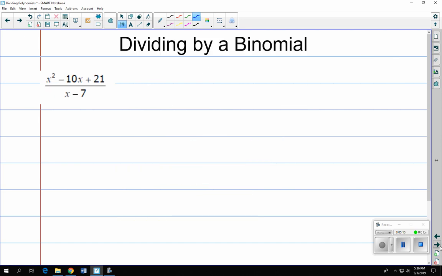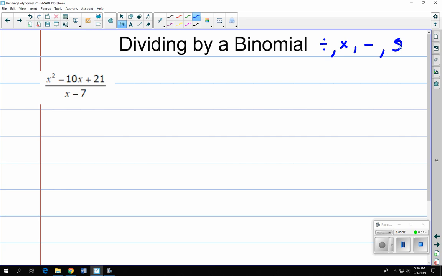Next, we're going to talk about dividing by a binomial. When we divide by a binomial, there are 4 steps that we are going to remember. First, we're going to divide. Second, we're going to multiply. Then we're going to subtract. And we're finally going to bring it back around. We're going to start ourselves over again.